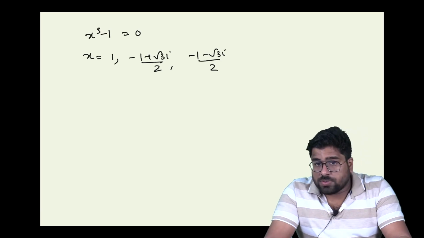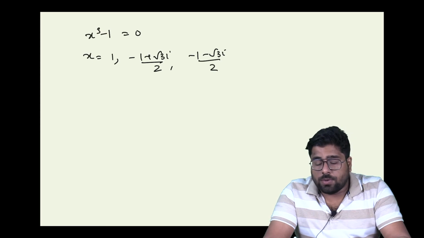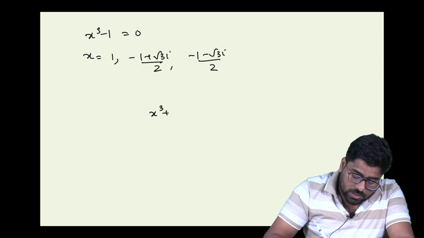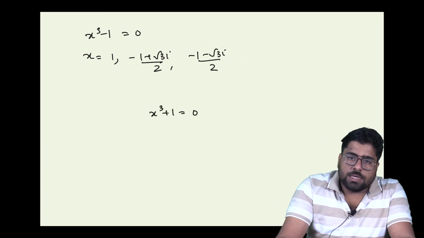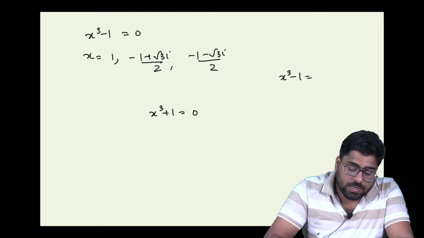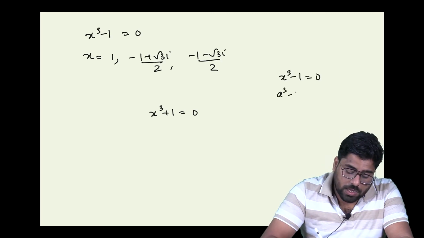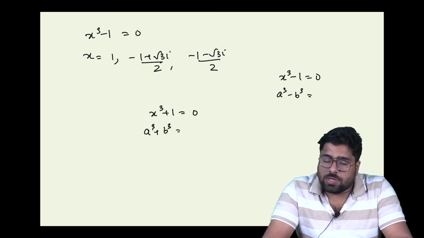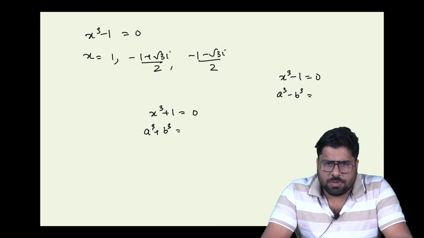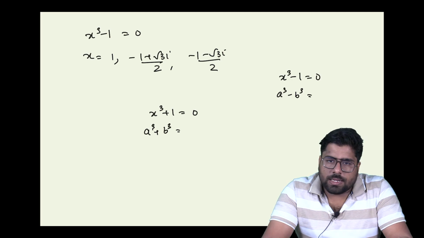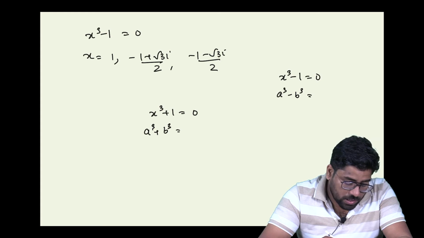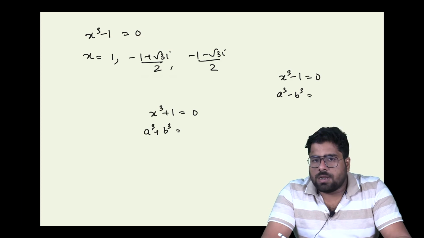Now, I'll be giving you something as a homework kind of thing, you're supposed to do it on your own. You're supposed to find the cube roots of unity for x cube plus 1 is equal to 0. For x cube minus 1 is equal to 0, you used the formula of a cube minus b cube. Now you are supposed to use the formula of a cube plus b cube to solve this problem. This is also a very simple problem. I want you to solve it on your own, and you will get three different values of x, which are similar, not the same, to these values.